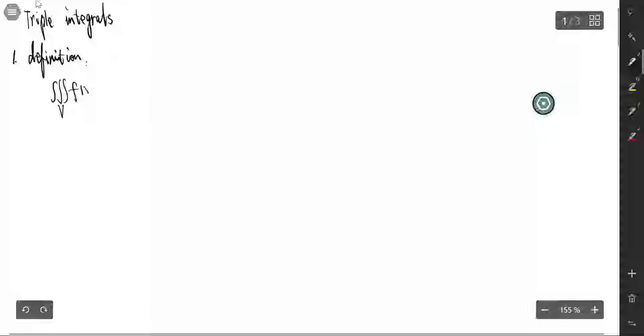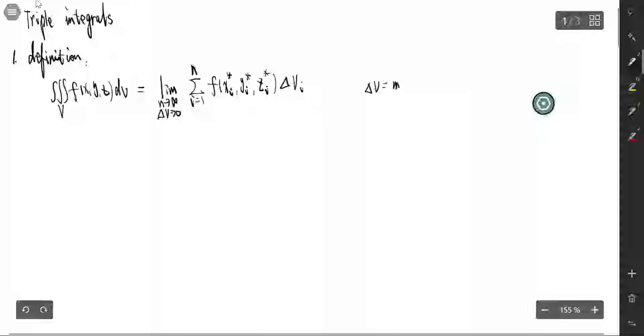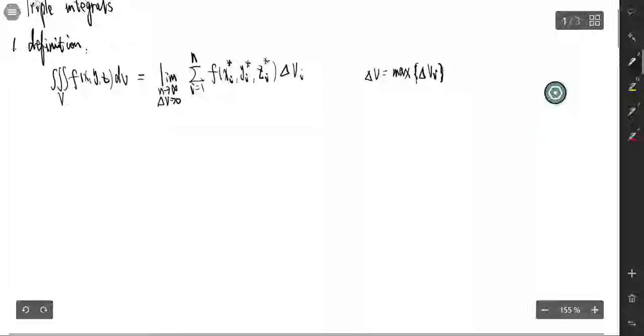The triple integral of f(x,y,z) dV is actually the limit as n tends to infinity, or delta V tends to zero, of the sum from i equals 1 to n of f(xi star, yi star, zi star) times delta Vi. Here delta V is the maximum of delta Vi, that is the volume of the small box. We can deduce the definition for triple integral from our practical problem.